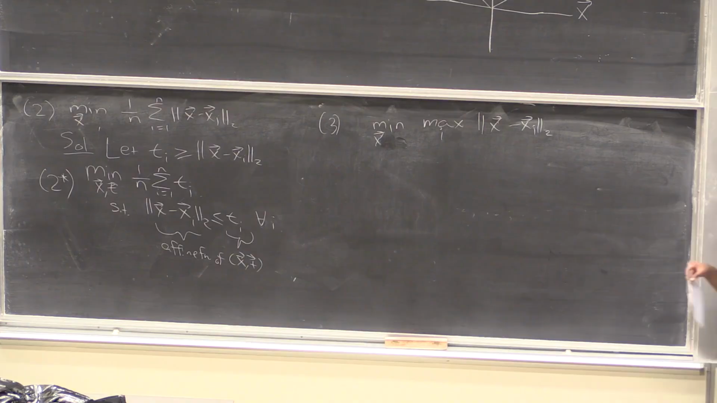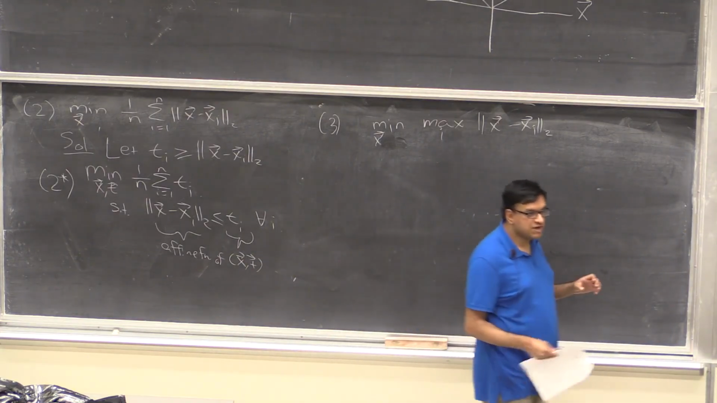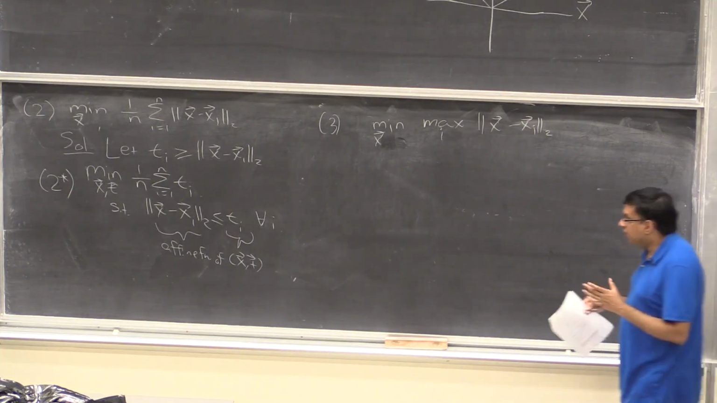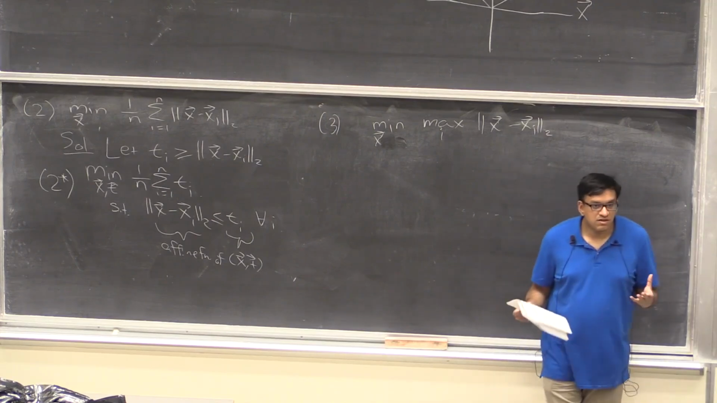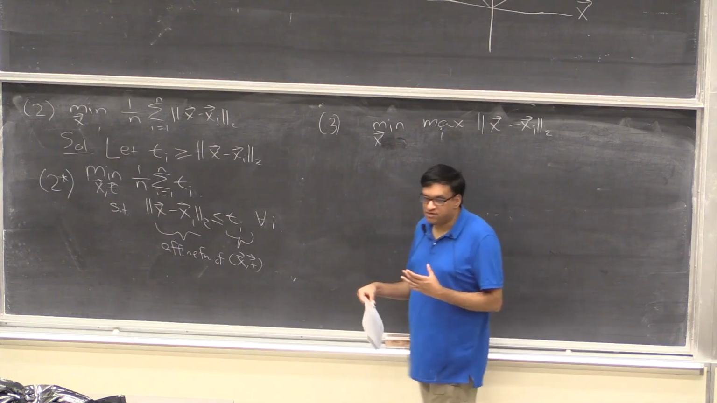Linear, oh yeah, so the two conditions are: 1, the objective is a linear function of the optimization variables. And the second is that all the constraints are second order cone constraints. Those are the two defining properties of an SOCP.